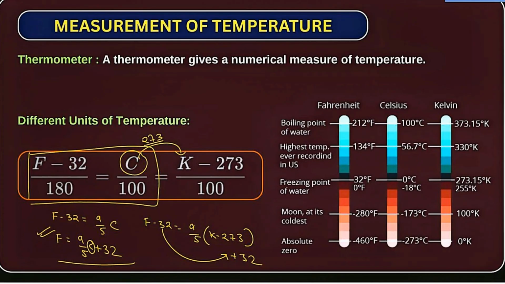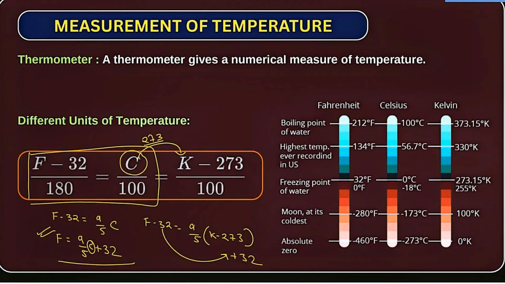Boiling point of water: in Fahrenheit 212 degrees Fahrenheit, in Celsius 100 degrees Celsius, in Kelvin 373.15 Kelvin. Highest temperature ever recorded in the US: in Fahrenheit 134 degrees Fahrenheit, in Celsius 56.7 degrees Celsius, in Kelvin 330 Kelvin.